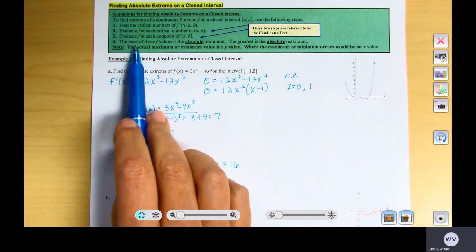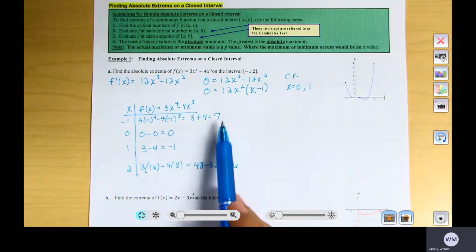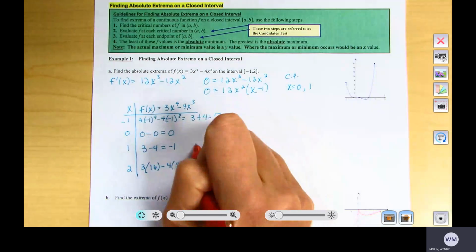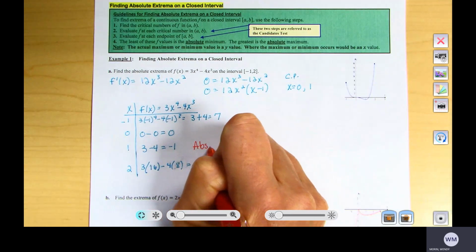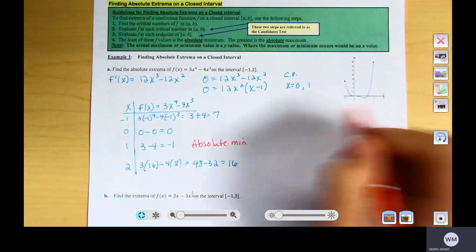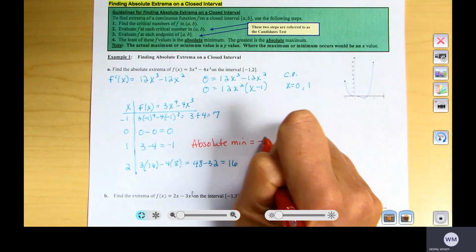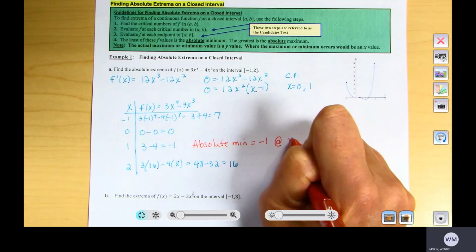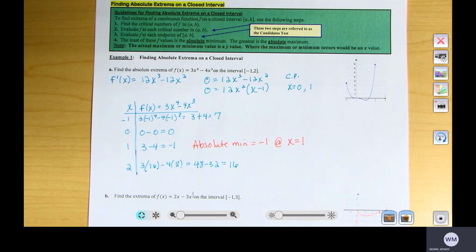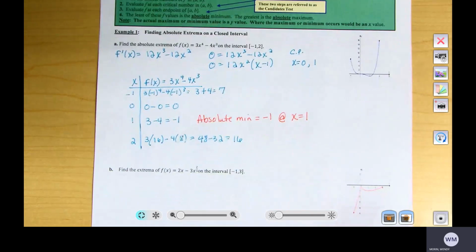So again, the least of the values is the absolute min. So which is the smallest y value here? That's this one right here. So you have an absolute min, your absolute min is equal to a -1, and it occurs at x equals 1. So depending on which question, multiple choice, they could want this or they could want this. Free response, it all depends. I would write both just in case.